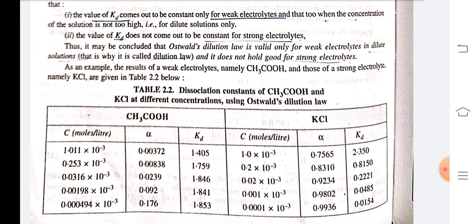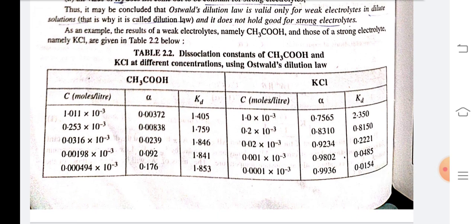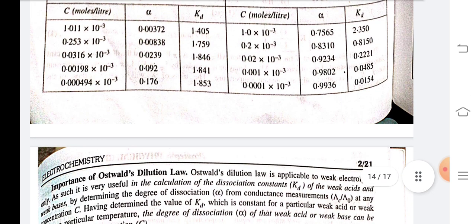It was observed that, number 1, the value of Kd comes out to be constant only for weak electrolytes and that too when the concentration of the solution is not too high, that is for the dilute solutions only. Number 2, the value of Kd does not come out to be constant for strong electrolytes. Thus, it may be concluded that Ostwald dilution law is valid only for weak electrolytes in dilute solution. That is why it is called dilution law and it does not hold good for strong electrolytes. As an example, the results of a weak electrolyte, namely CH3COOH, and those of a strong electrolyte, namely KCl, are given in table 2.2 below.